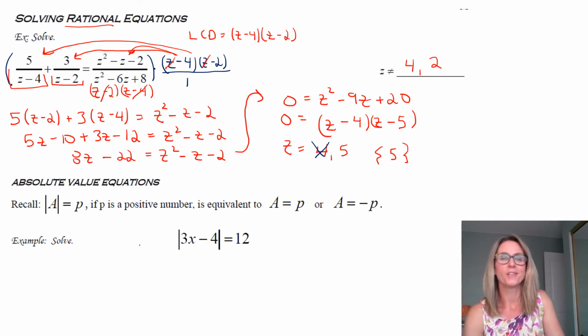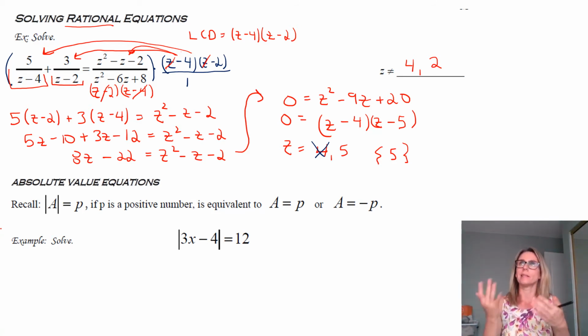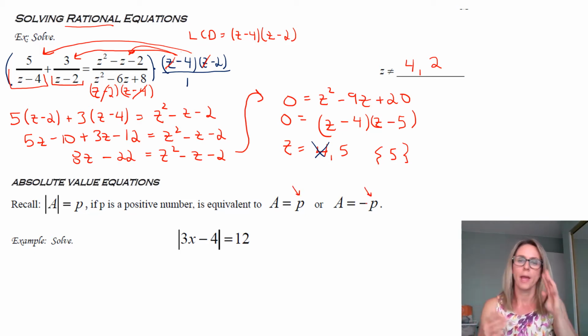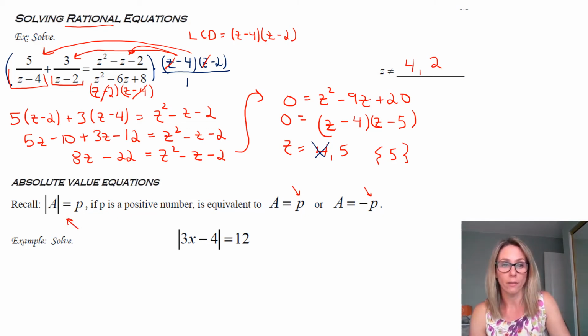Okay, so that is another type of equation, rational equations. We also have absolute value equations. So remember that the absolute value of something is really just the distance that it is from 0. And so what that means is the inside could be a number, it could be the negative of that number, and both of those things are the same distance from 0, and that's why you end up with two solutions to an absolute value equation like this.